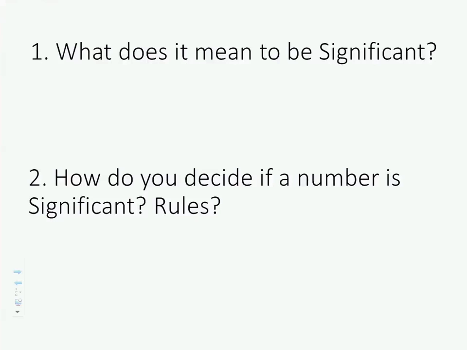So whenever you're looking at a measurement, you have to, A, use the right utensil. You then have to report a number, and you also have to report a unit. But more specifically, that number needs to be significant. So how do we decide if a number is significant or not?